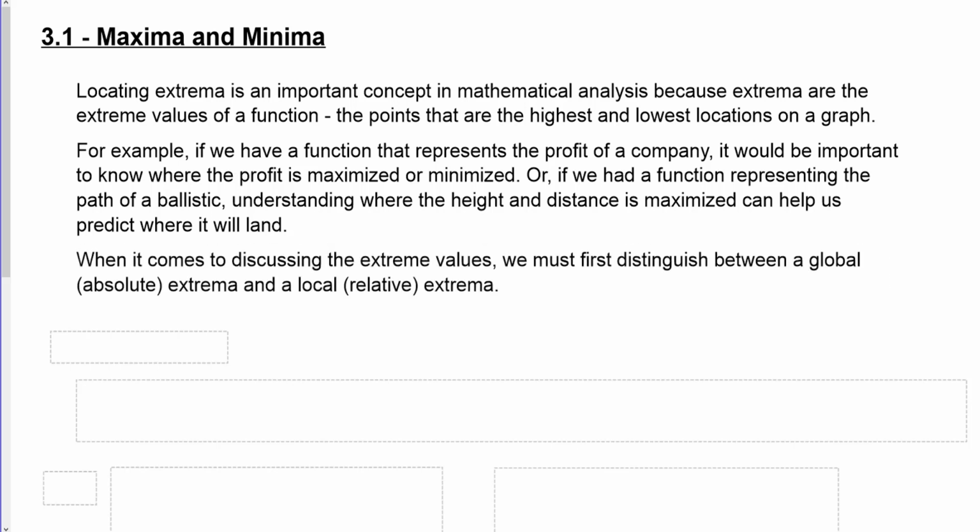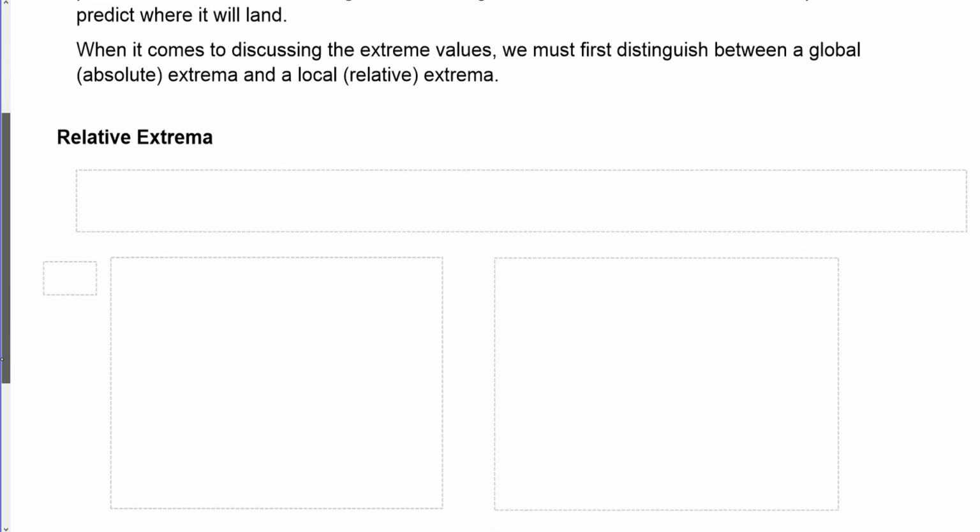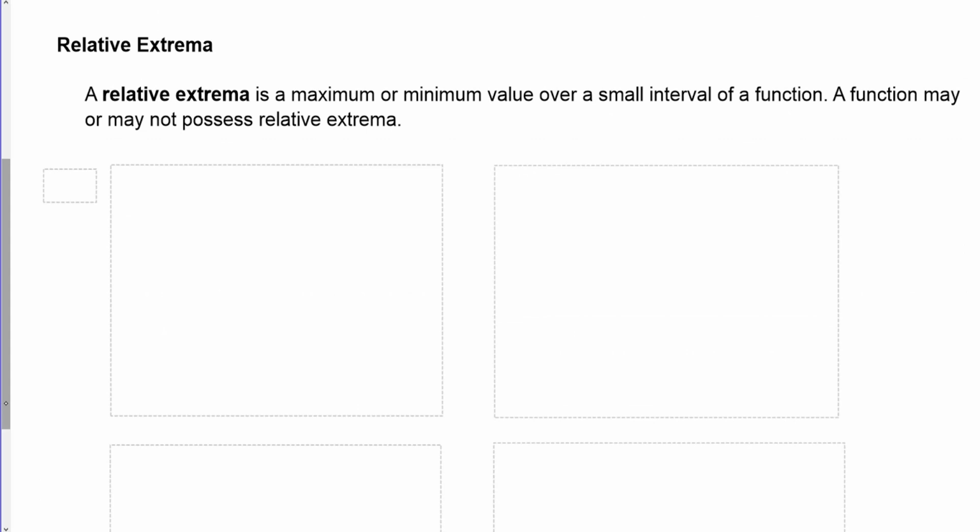When it comes to discussing the extreme values, we first must distinguish between a global, which is also known as an absolute extrema, and a local, which is known as a relative extrema. We'll begin talking about relative extrema. A relative extrema is a maximum or minimum value over a small interval of a function. A function may or may not possess relative extrema. We'll see some different examples and understand why.